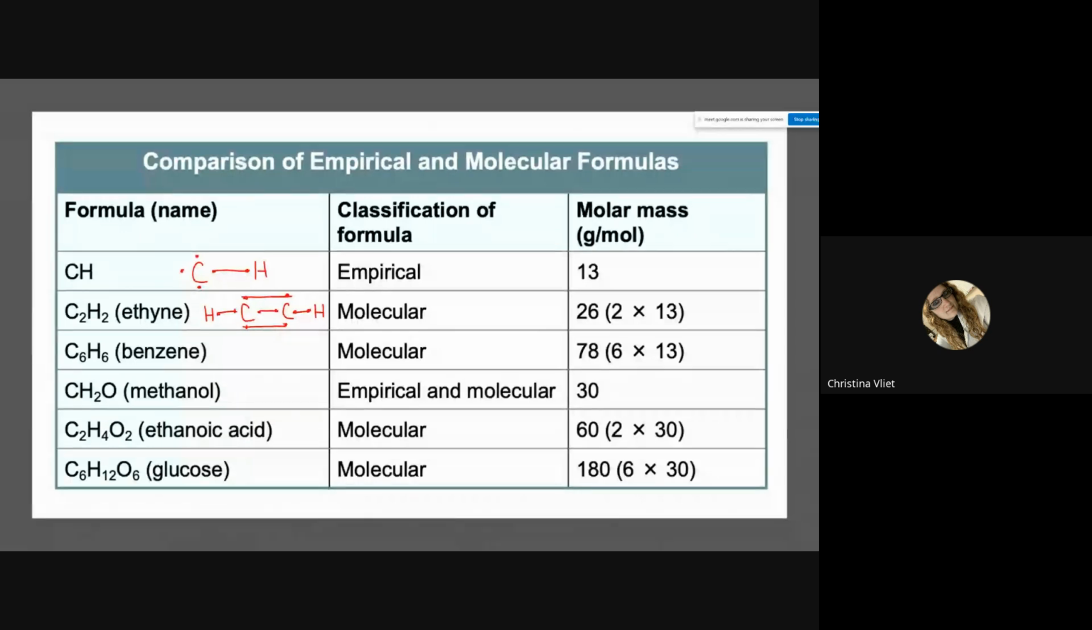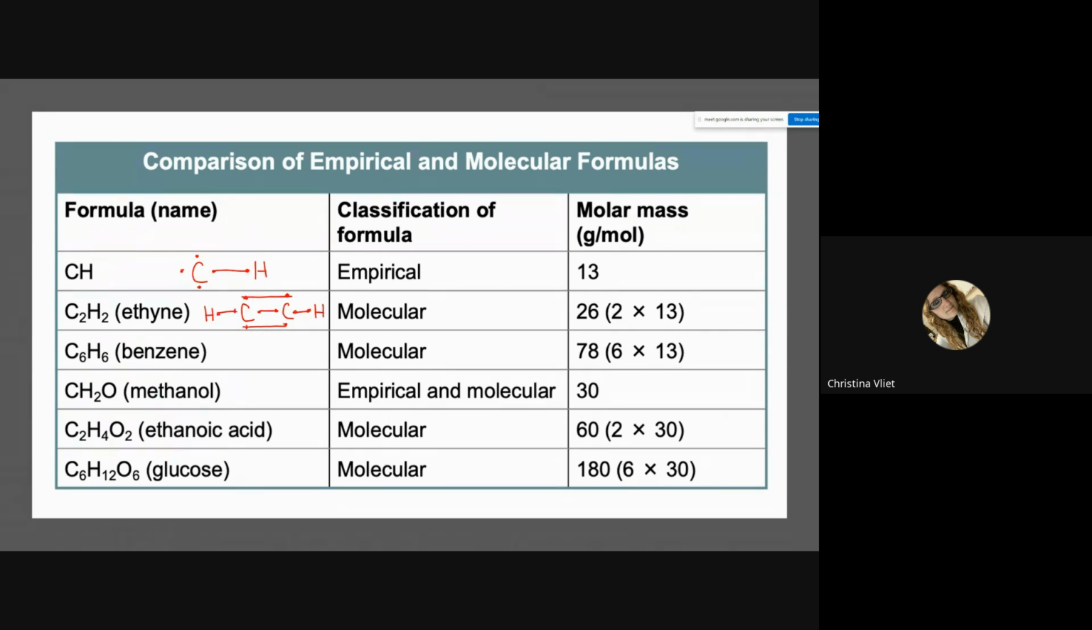So how do I go from the empirical formula to the molecular formula? You're going to have to be given one additional piece of information in order to get it. And that's really just what is the molar mass. Because if you can figure out the molar mass of the empirical formula and the molar mass of the molecular formula, the idea is that the molecular formula would always be some kind of multiple of the empirical formula.